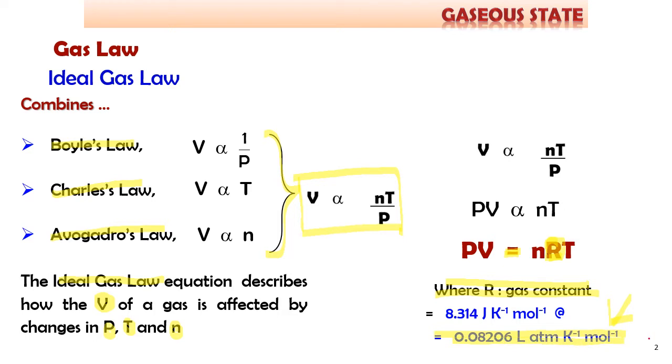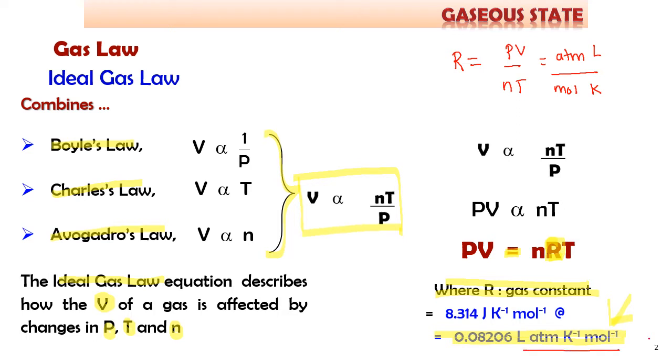So how can we get this? When you rearrange the equation, R equals PV over nT. Pressure is in atm, volume is in liter, over mole, and temperature must be in Kelvin. So there you go, that is how we get liter atm per Kelvin per mole.